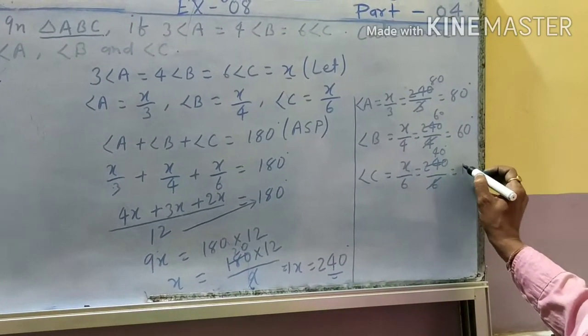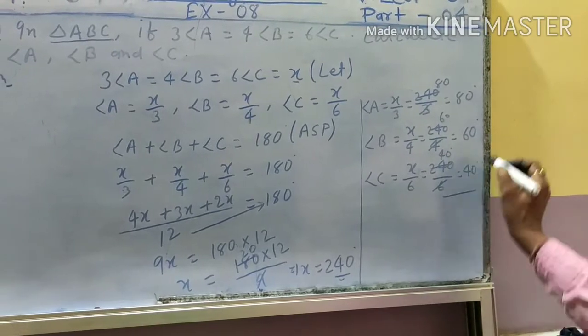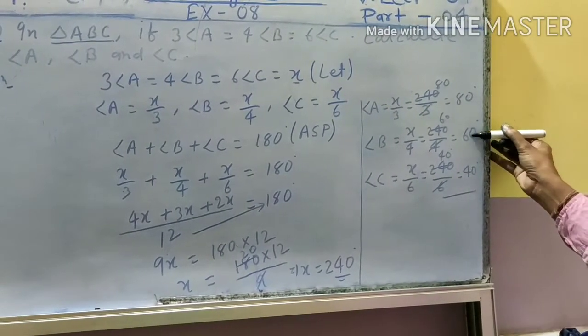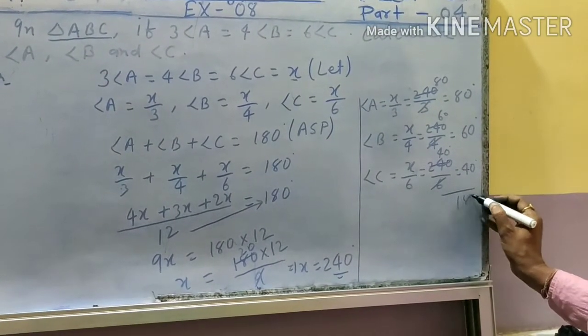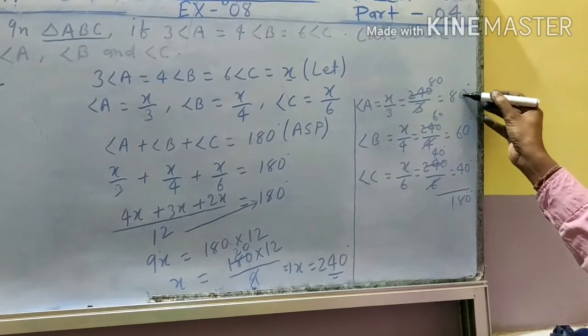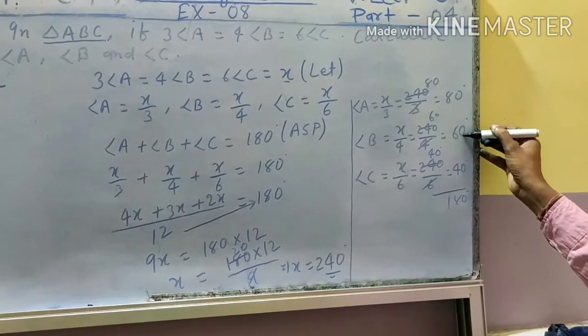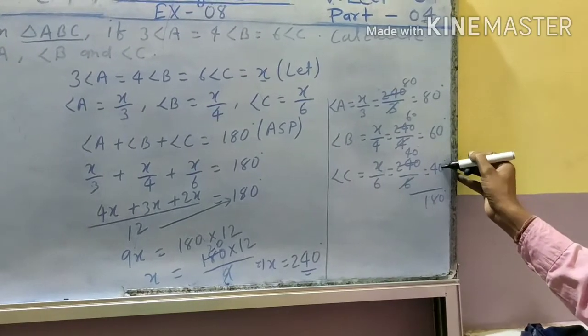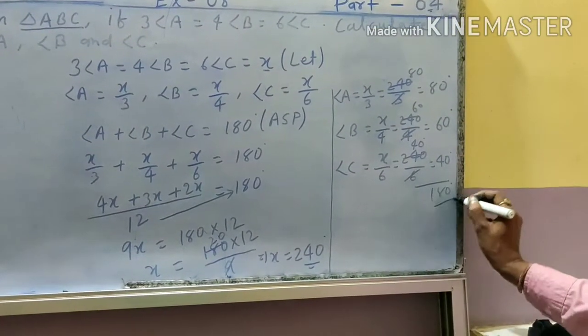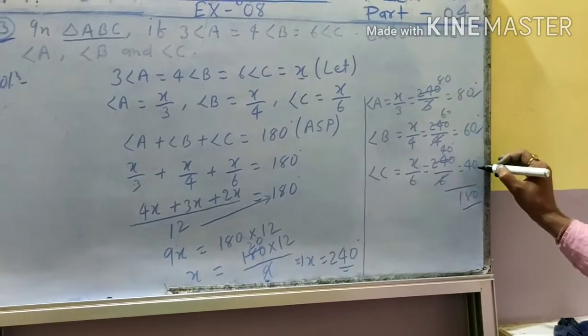40 degree. So the sum of angle A, angle B and angle C is 180 degree. Calculate here. 80 and 60 is equal to 140. 140 and 40 is equal to 180. That means your answer is absolutely right.